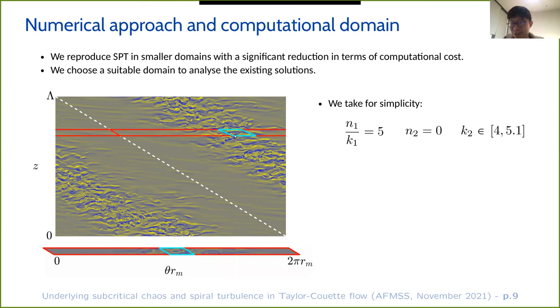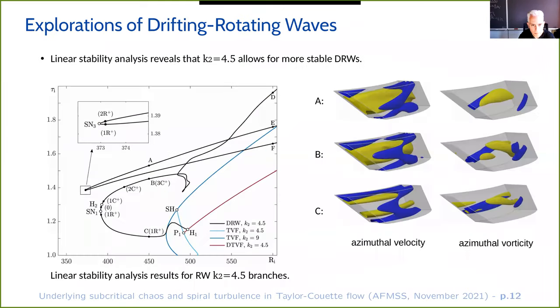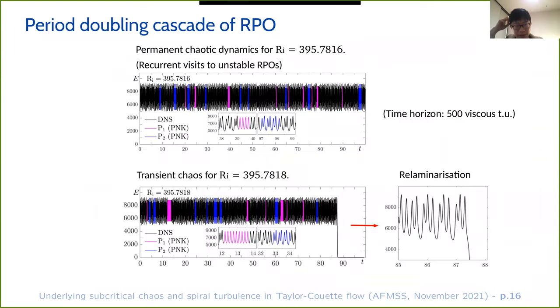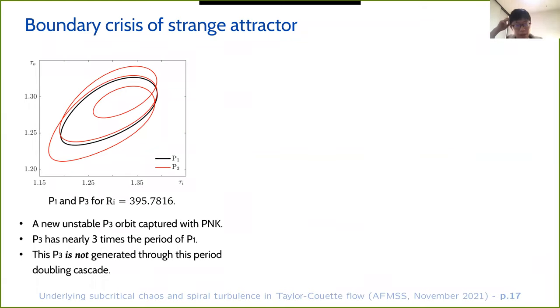Mm-hmm. Okay, any other question? Yeah, let me ask another one. It's interesting to find P3 has played some role in transition. Can we better control turbulence somehow through this orbit? For example, if this orbit is responsible for relaminarization, maybe we can come up with some economic way to relaminarize turbulence somehow.